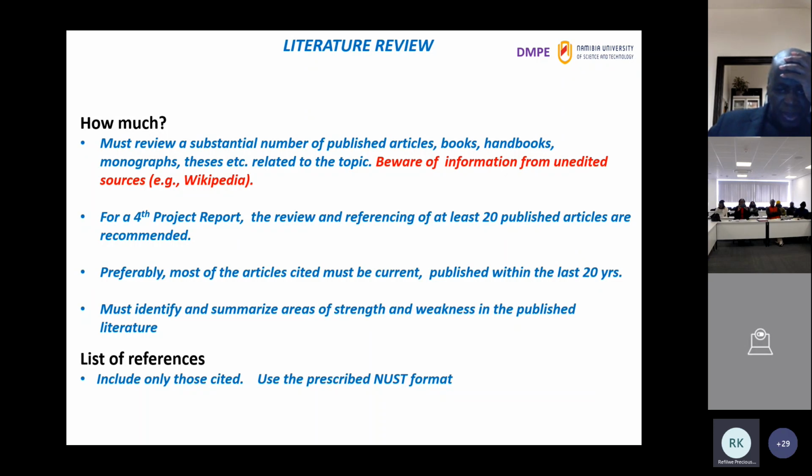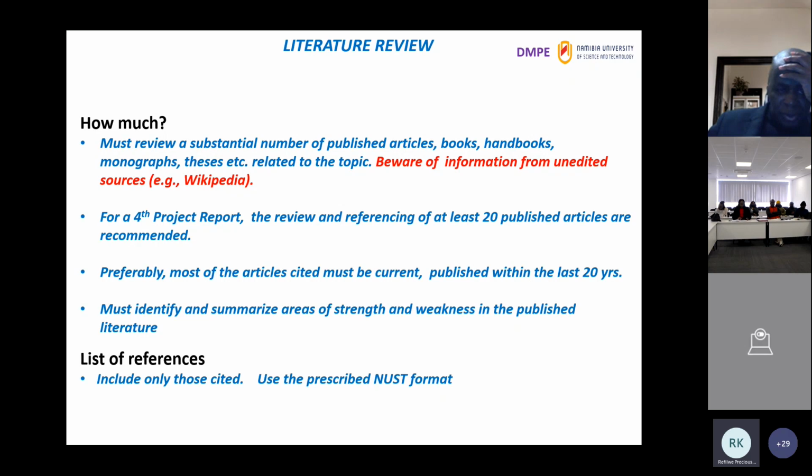For 4th-year undergraduate projects, referencing, like I do in engineering students' theses, requires at least 20 published articles. It can be higher, but minimum 20. With a PhD, it can go 200, 300, or 50, depending on what is relevant and available. Preferably, most articles cited must be current, published within the last 5-10 years, or worst case, the last 20 years.